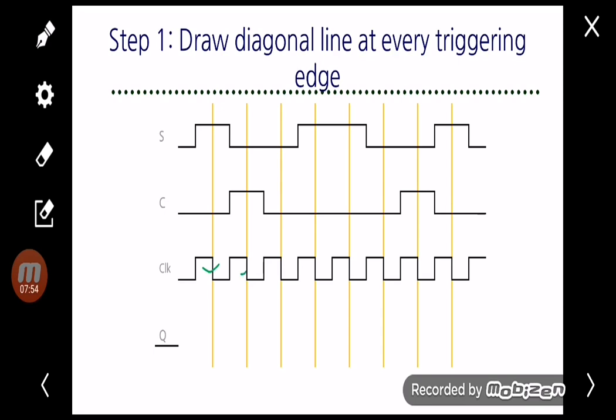Draw the diagonal line at every triggering edge. Don't draw the diagonal line for every edge, positive and negative. You need to see what the type of the SC flip-flop is. If the SC flip-flop is based on the PGT clock, you need to draw the vertical line at the positive edge, the rising edge of the clock. But this one depends on the falling edge of the clock, or NGT, negative going transition.